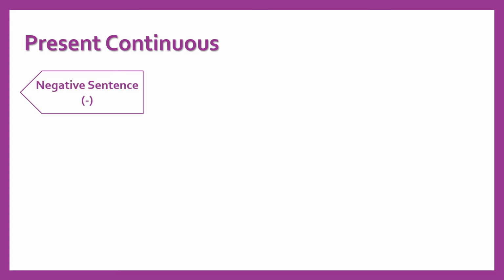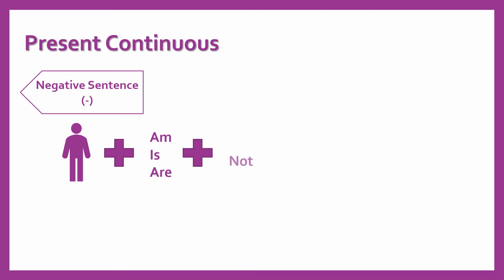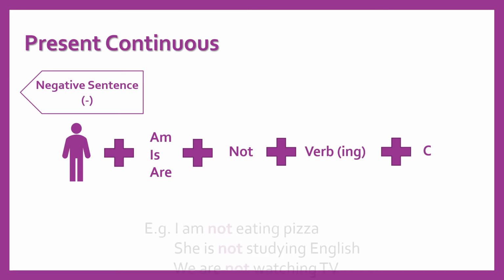Next, we're going to see the negative sentence. So we're going to start with a pronoun. Then we're going to use the verb to be, am, is, or are. And next, we're going to add the word not. That means negation. Vamos a agregar la palabra not, que significa negación. Next, the verb with the ing form, and finally the complement.